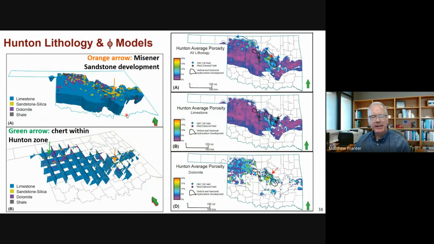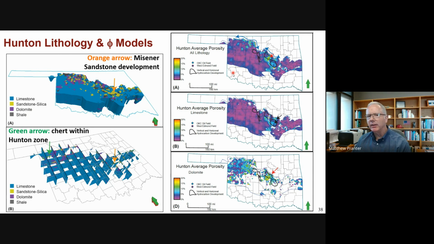And we can see that this is the lithology model for the Hunton. It's mainly limestone with lesser amounts of sandstone, dolomite, and shale. Where the arrows are pointing, the yellow, the sandstone, is the Misener sandstone development near the top of this Hunton interval. And then some of this purplish area over here to the northwest is where there have been porous dolomites and some cherts developed within the Hunton.